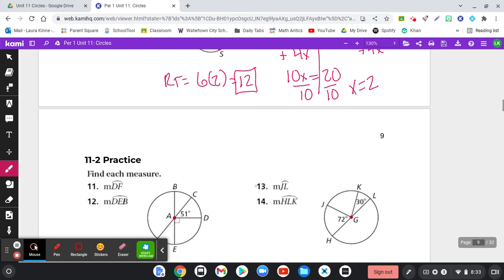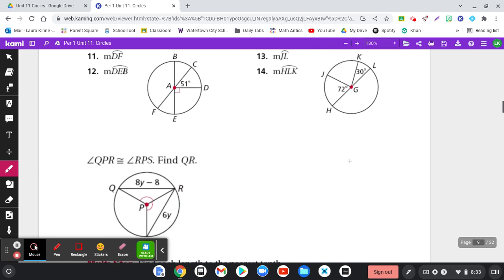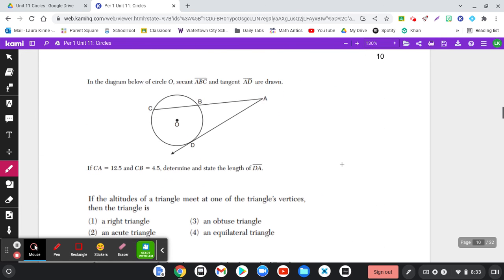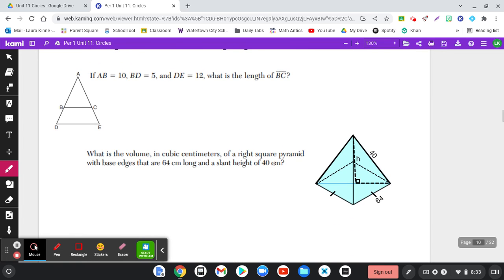All right, so homework is page 9 and 10. You will start to see a couple review questions in there.